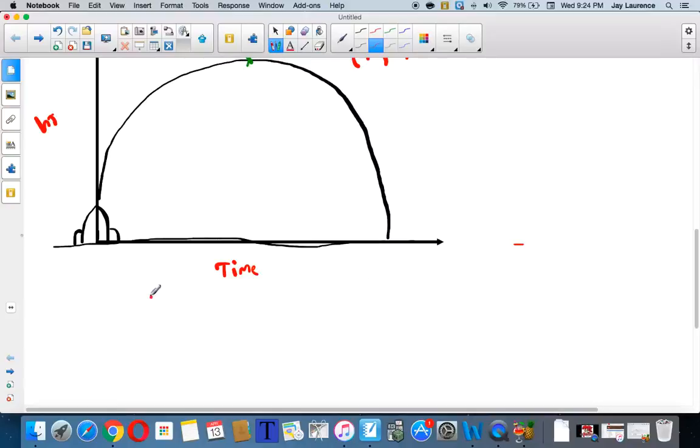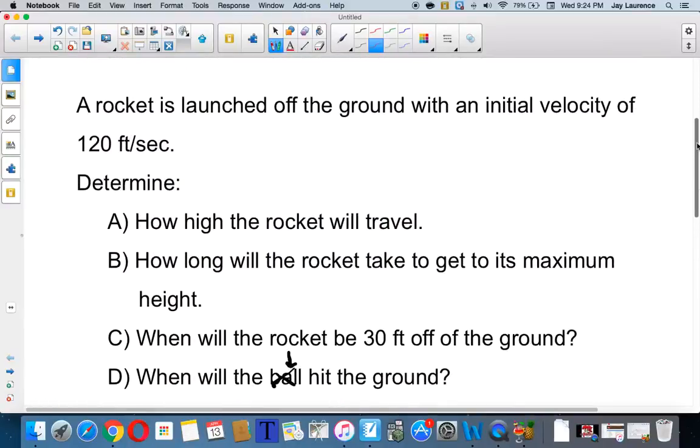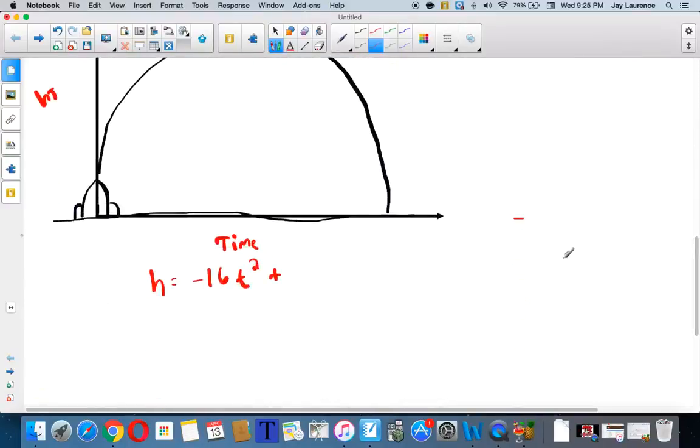So my equation is h equals negative 16t squared. It's going to be plus because the rocket's being launched upward against gravity and the initial velocity is 120 feet per second. So I'm going to put 120 there with a t, and the starting height is the ground, so it's going to be 0. Now, the ending height is going to also be 0 because the rocket will return back to the ground. So I'm going to make that a 0.